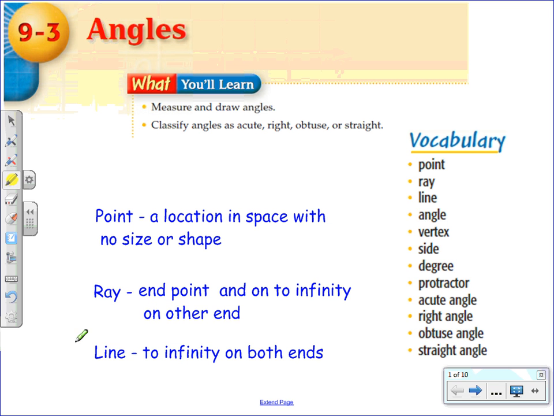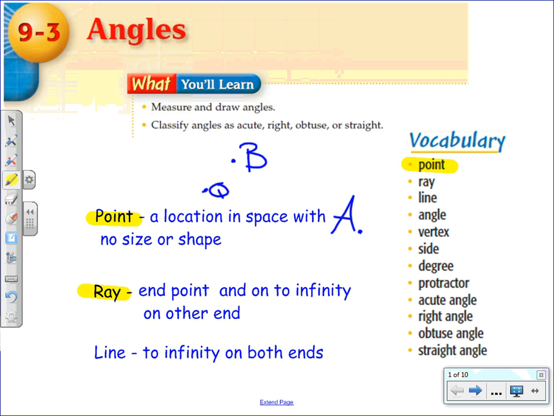For instance, a point. A point is a location in space, and it is always represented by a capital letter. So here's a point A, or B, Q. Okay, no problem there.